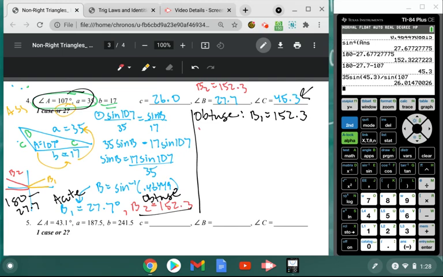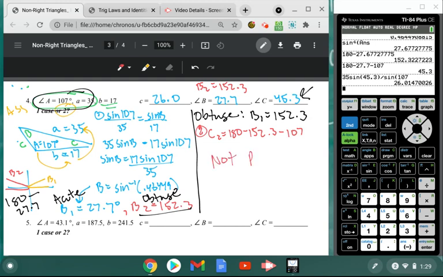We can go ahead and start by finding angle C. So C sub 2 is 180 minus 152.3 minus angle A, which was 107. Interesting, right? Because that's not going to happen. If I tried to subtract all of those, I would not come up with a C2. So this obtuse case is not possible.